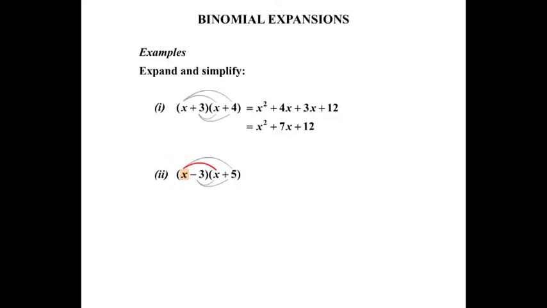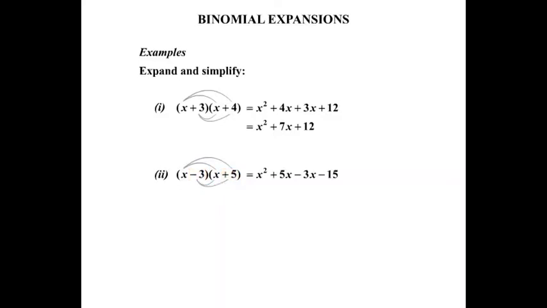X is firstly multiplying by that x in the second bracket, so it gives us x squared. Then the x is multiplied by the next one, the plus 5. 5 times x will give us plus 5x. So that first term in the first bracket's done, so we move on to the next one, negative 3. Negative 3 times x is minus 3x. And then negative 3 times the positive 5, well that's mixed, so we'll get a minus answer. 3 5s are 15, so we're going to get minus 15.